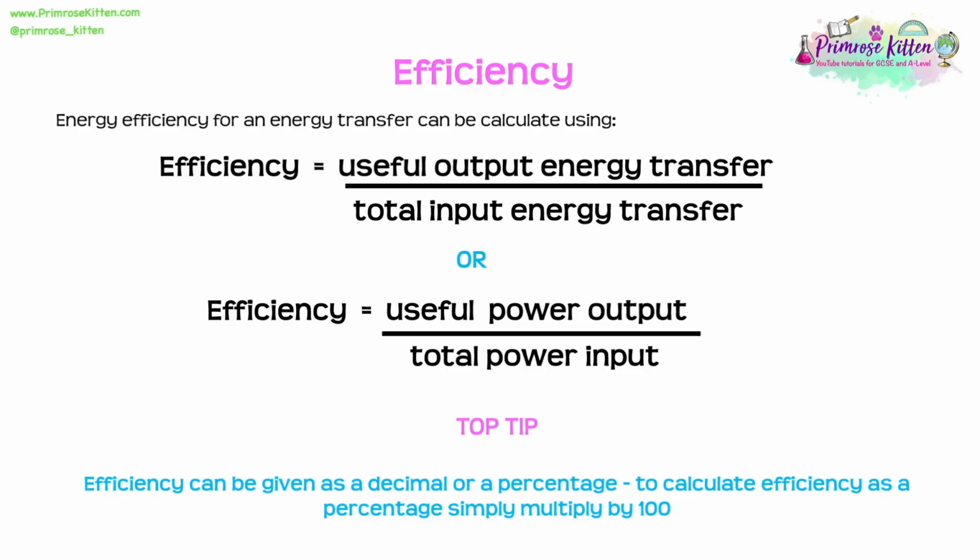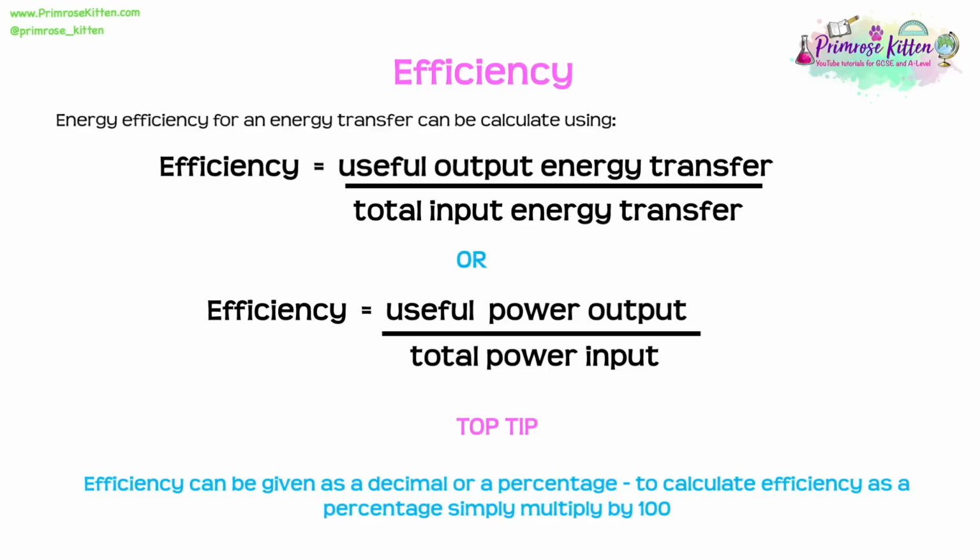Now both of these equations as they stand will give our answer as a decimal. Now in the exam you might be asked to give your answer as a decimal or as a percentage. If we needed to get the efficiency as a percentage, all we do is we use these equations, but then we multiply our answer through by 100.